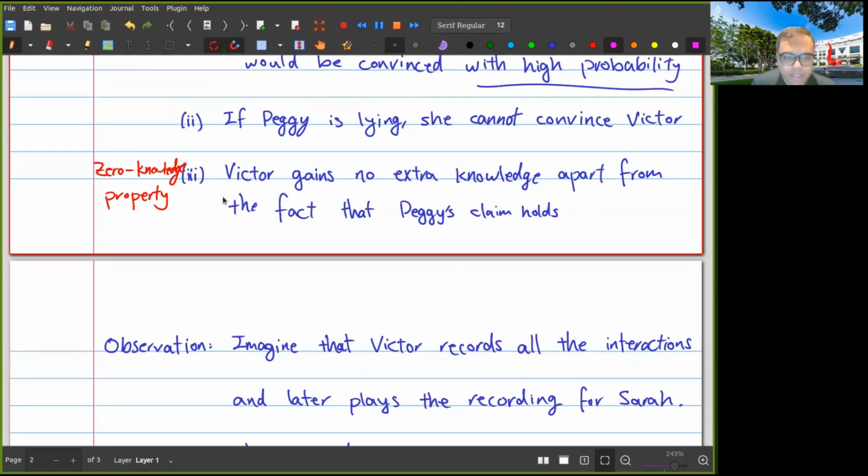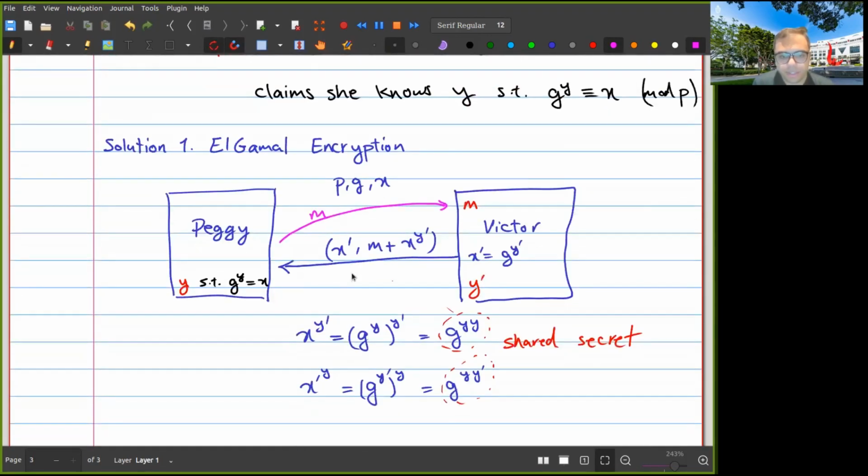But why do we have the zero knowledge property? Why is it that Victor doesn't get any extra information? Now, intuitively, you can see here that every time the interaction that's happening is that Victor is choosing some value of M, encrypting it and sending it to Peggy. And Peggy is decrypting the same value of M and sending it back to Victor. So intuitively, it's clear that Victor is just getting the same value that he sent. So nothing is added to Victor's knowledge. Victor knew M beforehand, and he's now receiving M again.